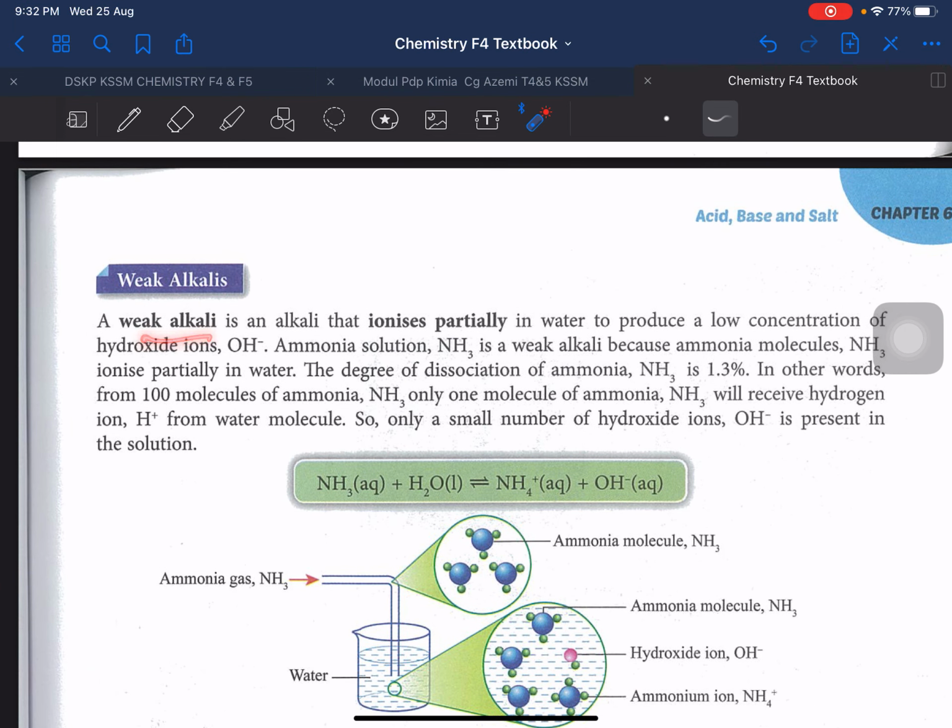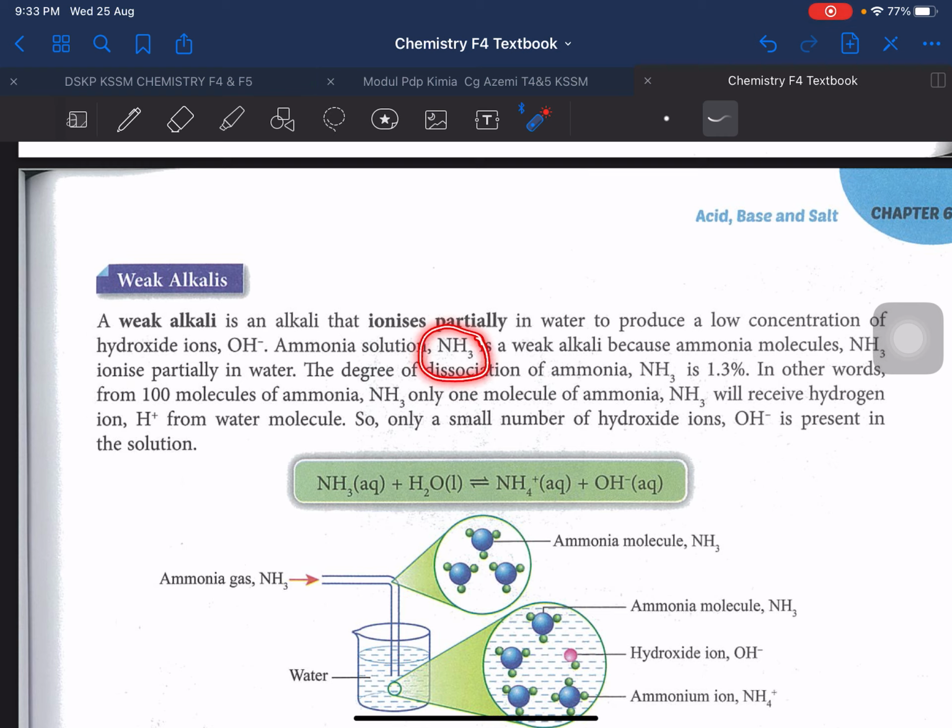So, apa itu weak alkalis? A weak alkali is an alkali that ionizes partially in water, hanya mengion separa. Remember, partially maksudnya separa. To produce a low concentration of hydroxide ion. Sebab dia separa, jadi ada low concentration of hydroxide ion. Bila low concentration, maka kita kenali itu sebagai alkali yang lemah.